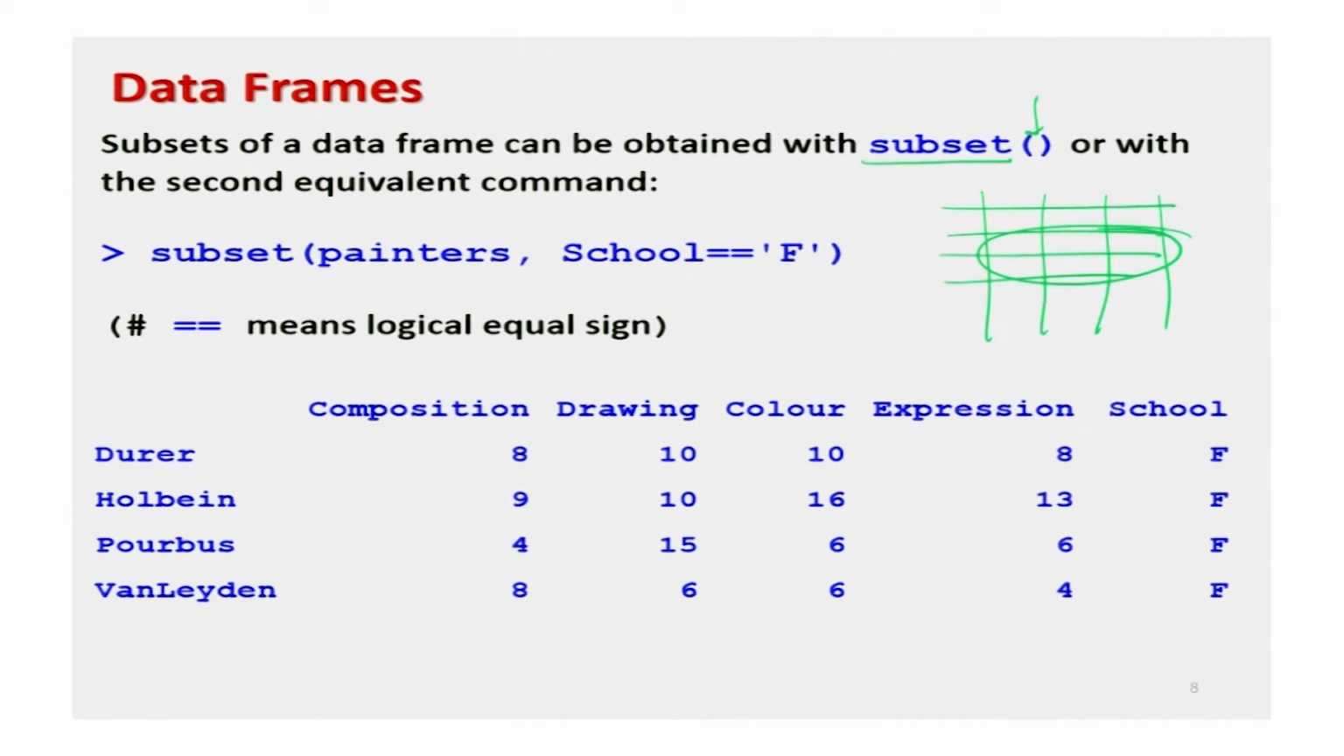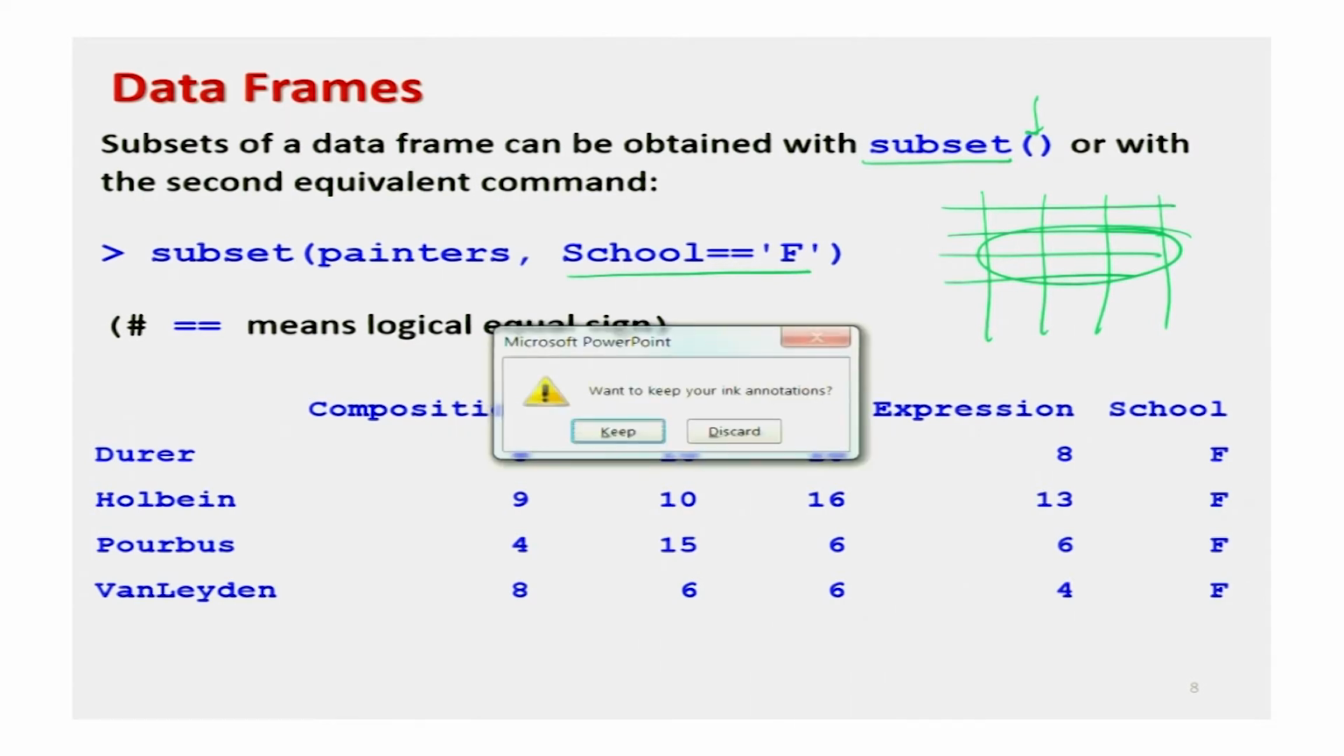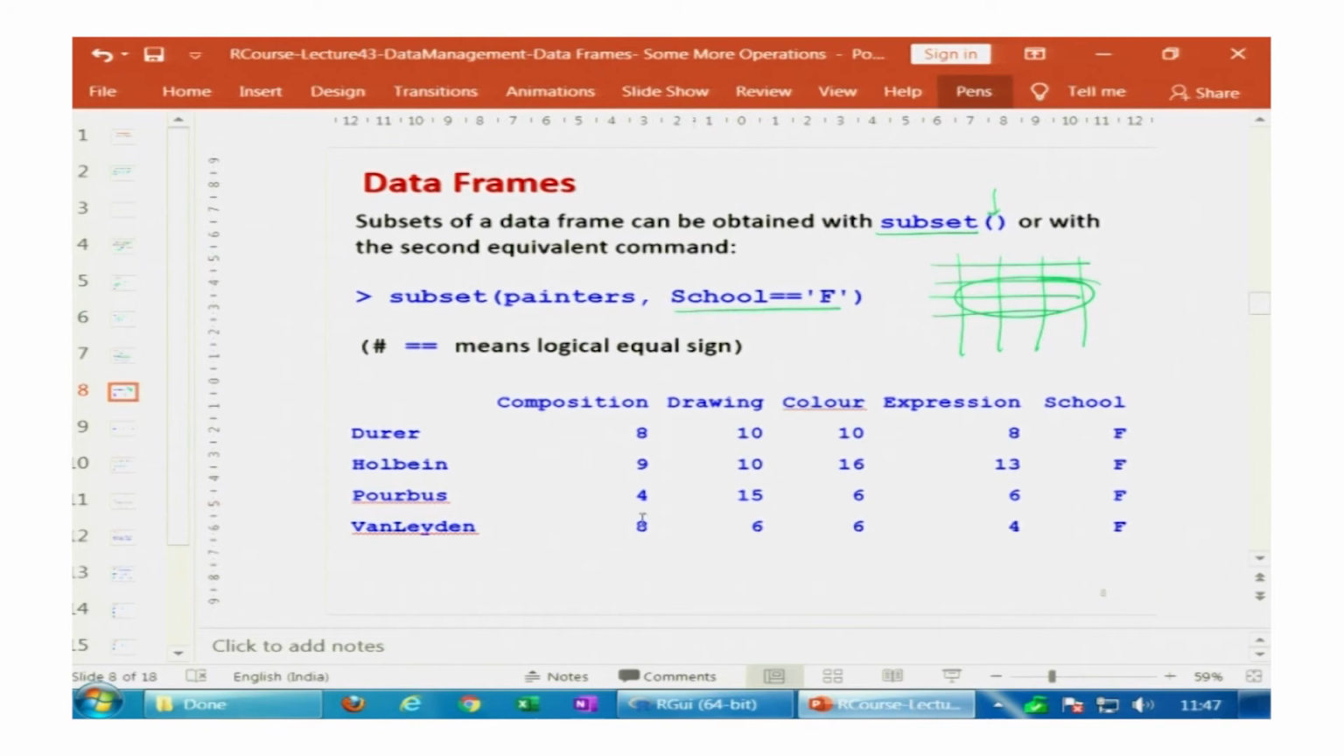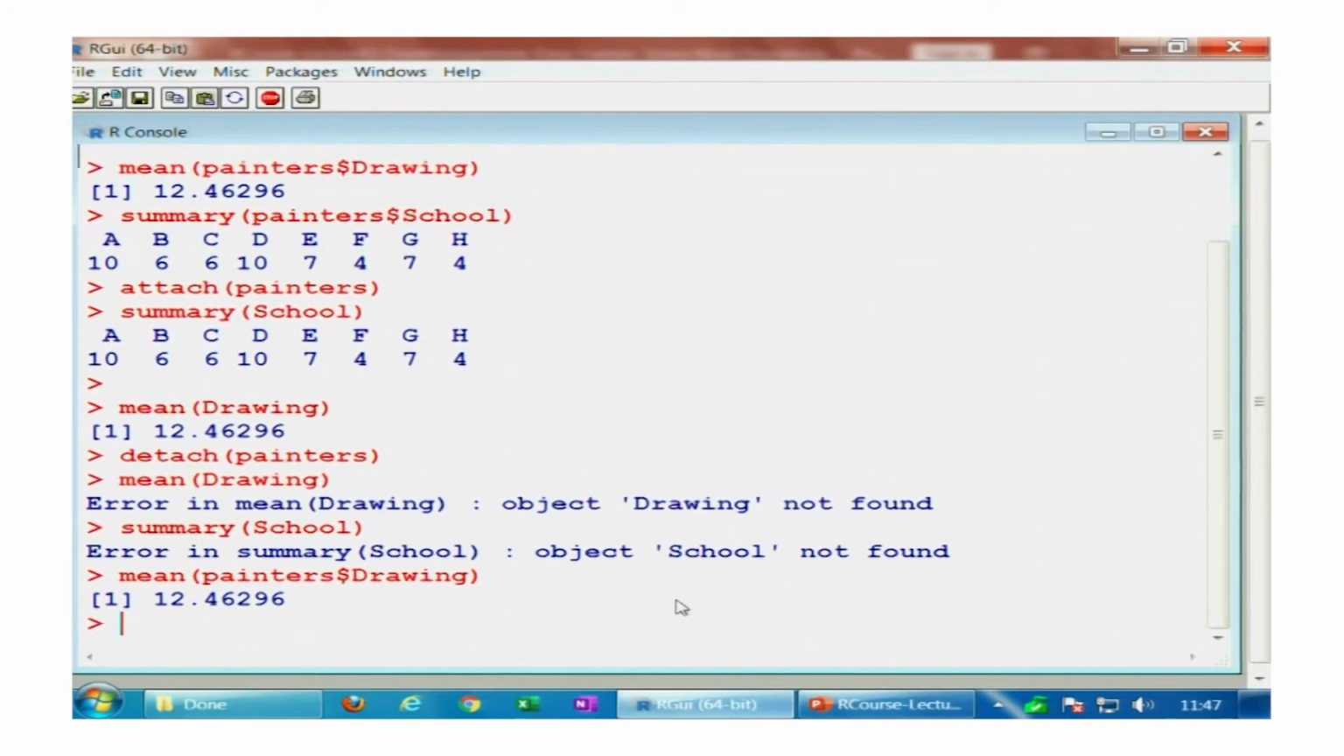For example, you have seen that when you were looking at the data on the school, it had different categories like A, B, C, D, E, F, etc. So if you want the subset of those painters who are coming from school F, how do you get it done? Let me first show you how this data will look on the R software, so that you can understand it better.